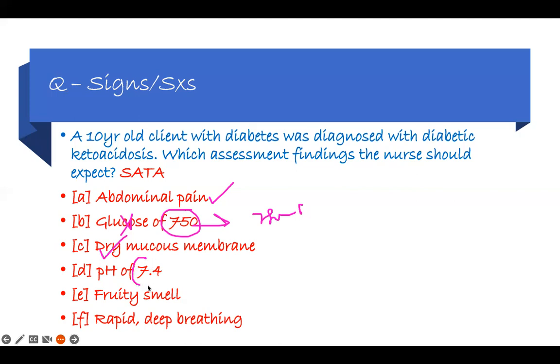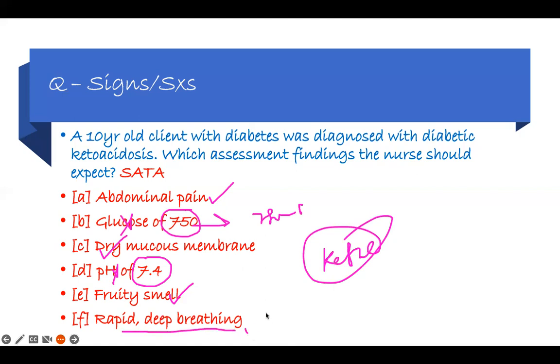pH of 7.4. This is normal, so negative. Fruity smell. Yeah, this is the ketone they're making. So they smell fruity. So that's why. Rapid deep breathing. I wrote this question in such a way that I want you to think. I'm not going to write Kussmaul breathing for you. You have to know what Kussmaul is, because it's once again a passing level question. So this is the answer. So it's F, E, this, and that.